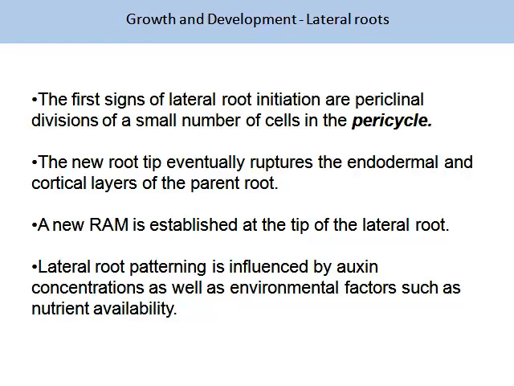Now we will examine lateral root growth in more detail. The first signs of lateral root initiation are periclinal divisions of a small number of cells in the pericycle. The new root tip eventually ruptures the endodermal and cortical layers of the parent root. A new root apical meristem is established at the tip of the lateral root. Lateral root patterning is influenced by auxin concentrations as well as environmental factors such as nutrient availability and soil moisture.